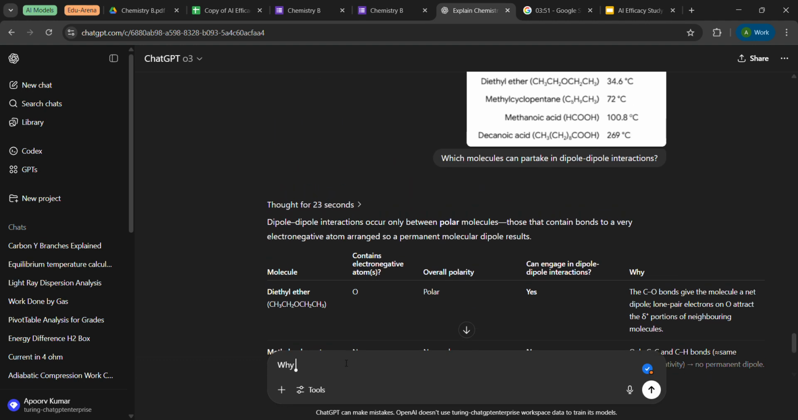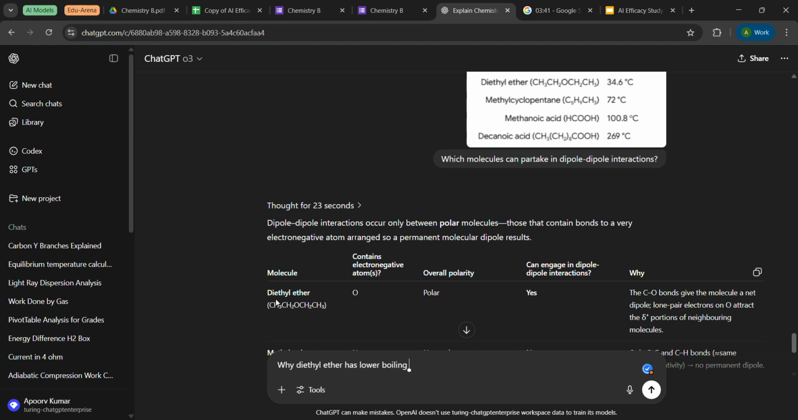Okay, why, what is this? Diethyl ether has a lower boiling point than methylcyclopentane despite having a dipole moment.